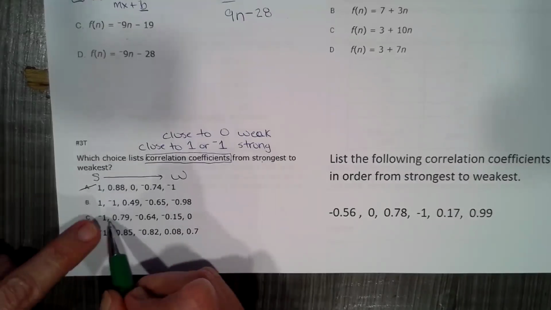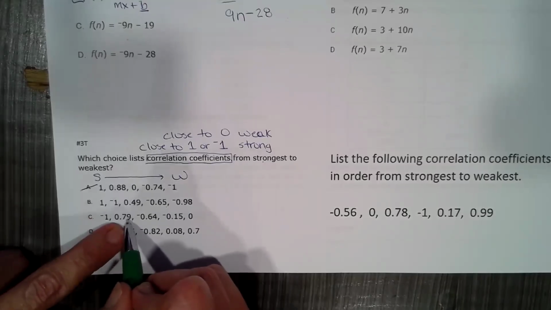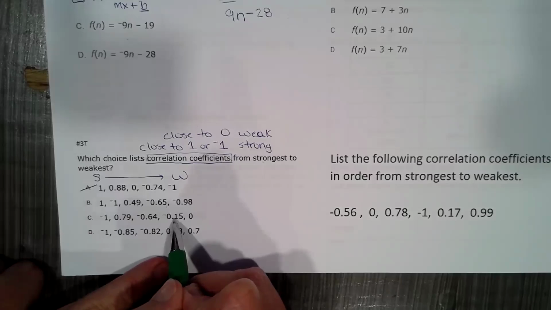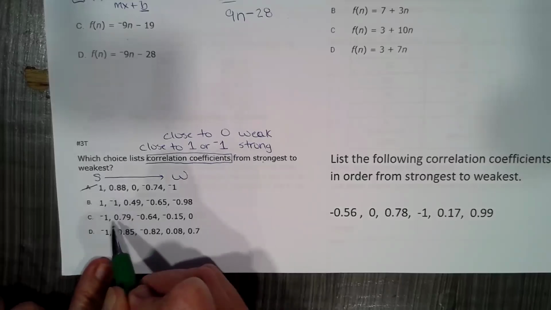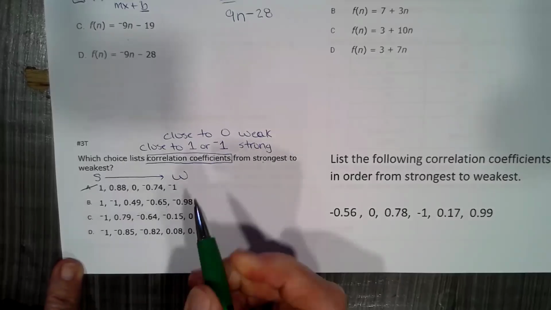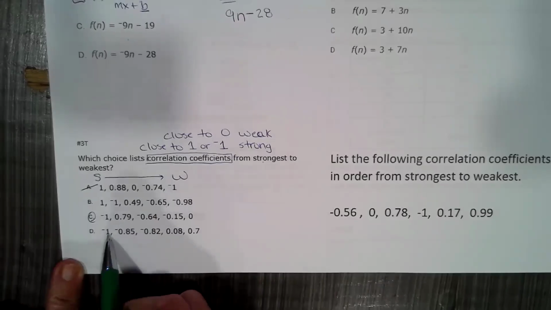Okay, now let's take a look at this. This is perfect. Then we have something like 79 cents, 64 cents, 15 cents, and 0. So this does go from the strongest to the weakest. So the answer is C. We can double check this here.